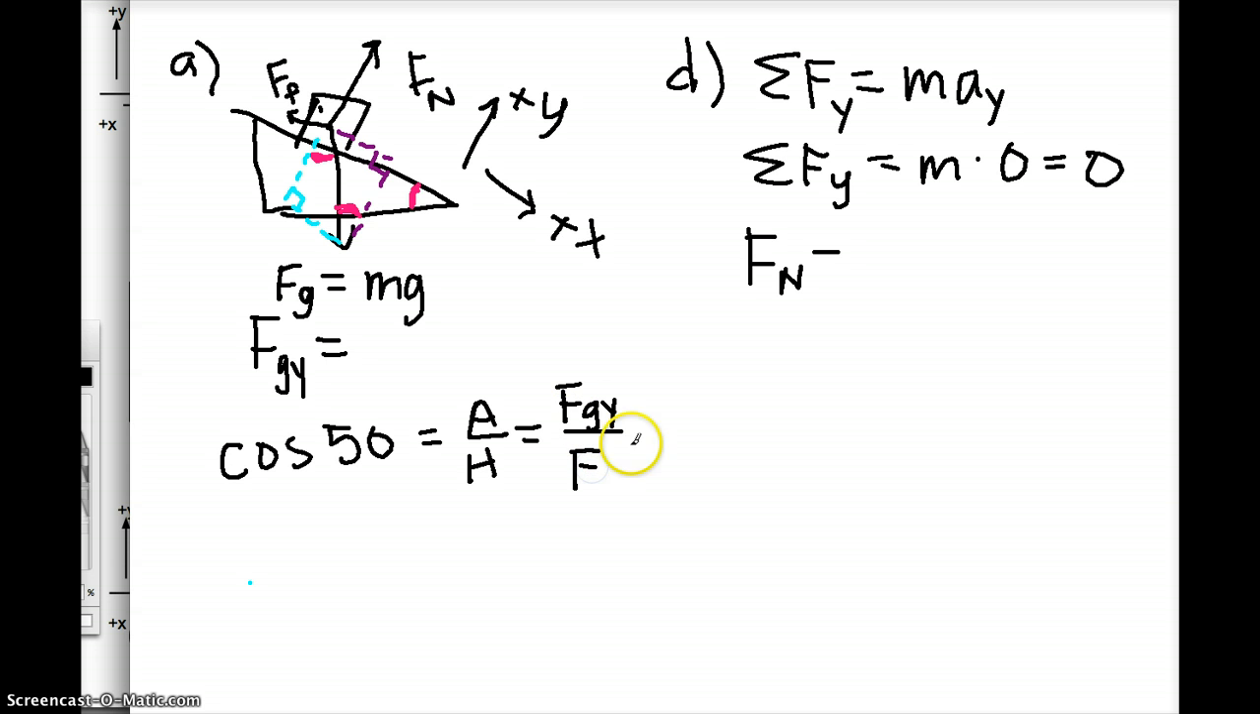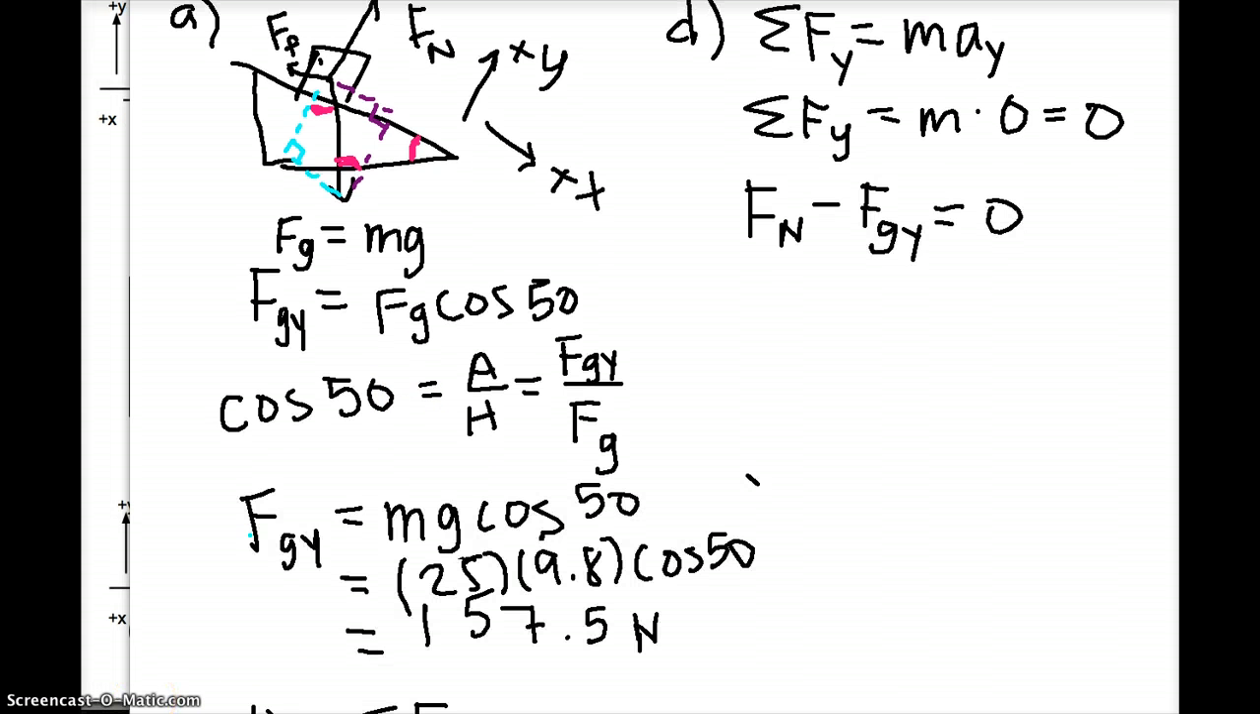So the cosine of 50 is going to be the ratio between the y component of gravity over the force of gravity itself. If I multiply both sides by the force of gravity, I'm going to get Fg cosine 50. To save some time, I did the math and found the y component to be about 157.5.